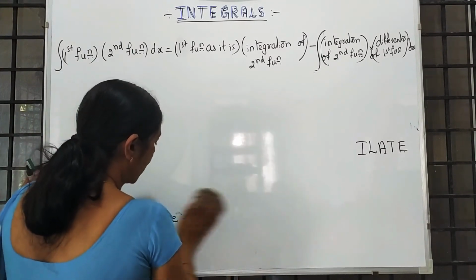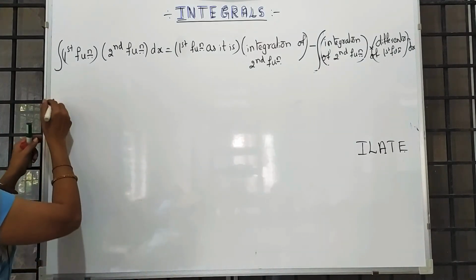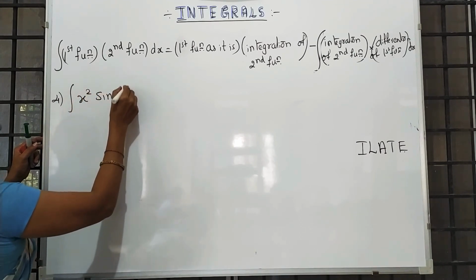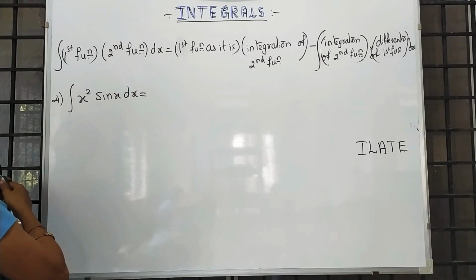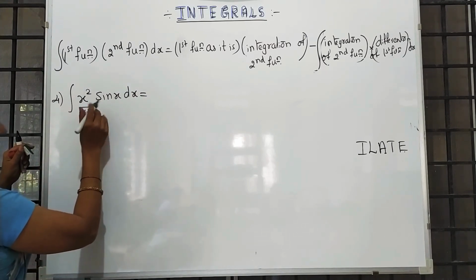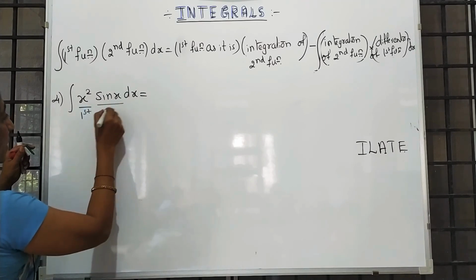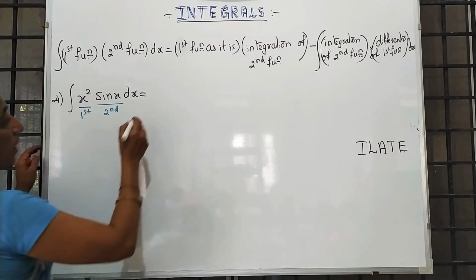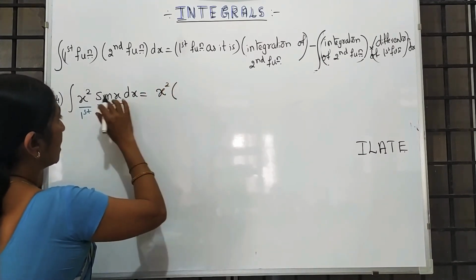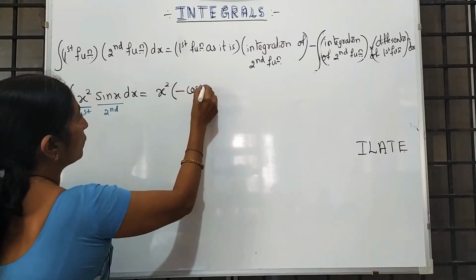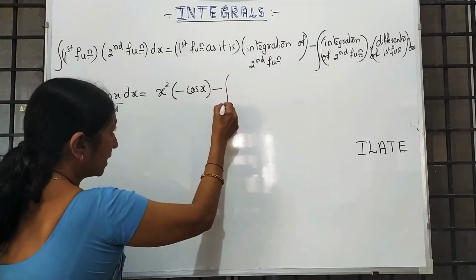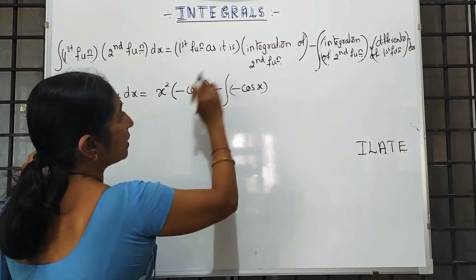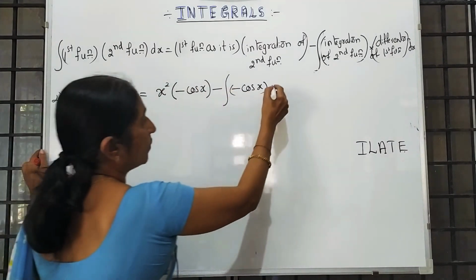Fourth example: x square into sin x. See, which one is the first function? Algebraic. That is x square. Trigonometric is the second function, by the order of a and t. Now apply the formula. First function as it is, x square as it is, into integration of sin x, which is minus cos x, bracket complete, minus integration sign, the same term we have to write here, minus cos x, into differentiation of first function, that means differentiation of x square is 2x.